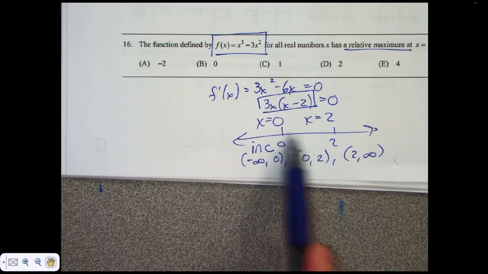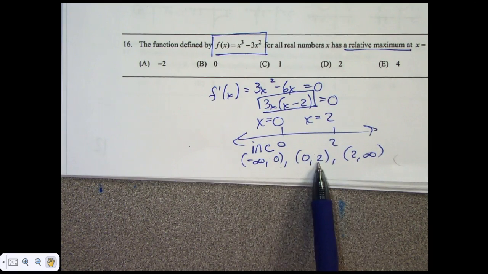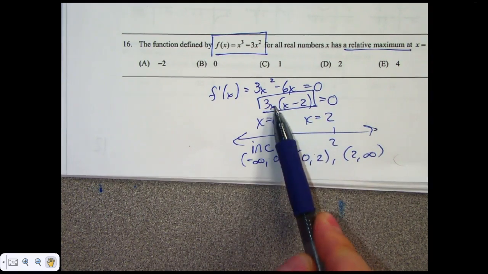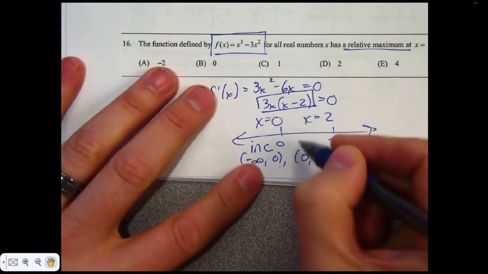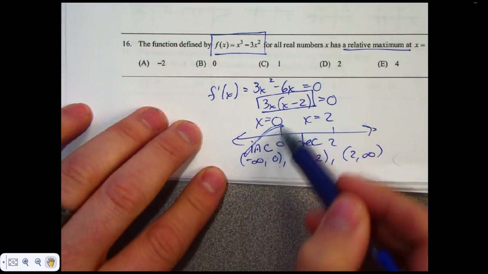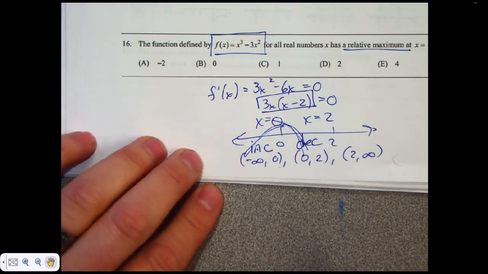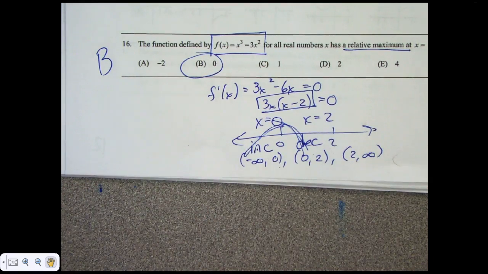And so if the next part's decreasing, that makes a relative max. So that's what we're looking for. So if I plug in like 1, 3 times 1 is 3. 1 minus 2 is negative 1. So 3 times negative 1 is a negative. And we get increasing, decreasing, which means up to down. And that is a relative max. So there is a relative max at 0, or B. Questions there?